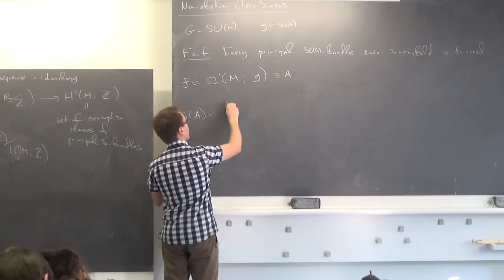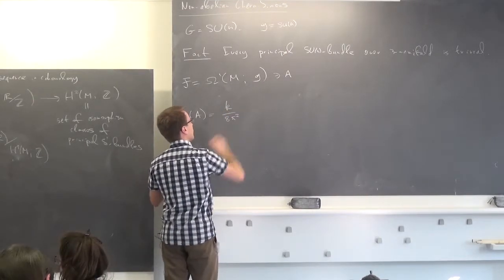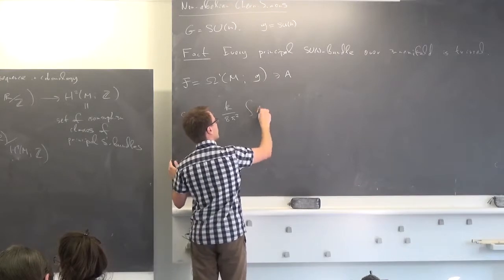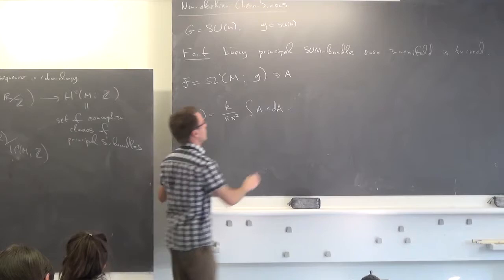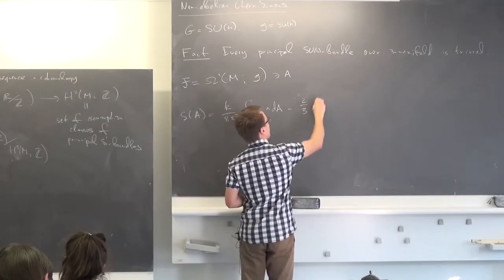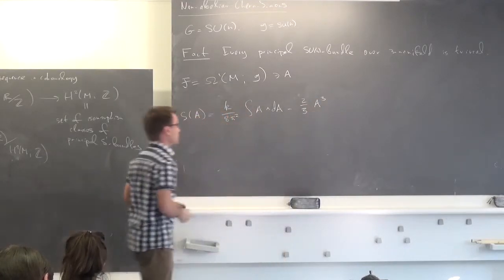And this is going to be k over 8 pi squared, the integral of the trace of A wedge dA minus 2/3 A cubed.